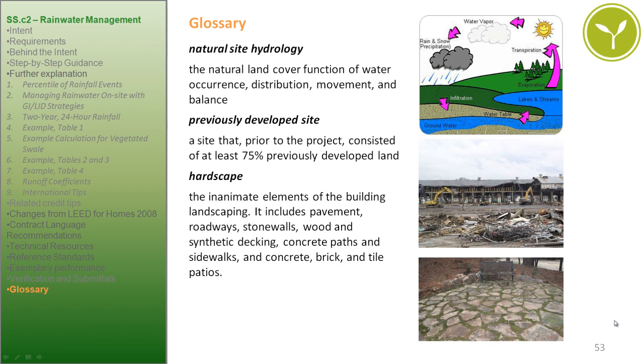Natural site hydrology: the natural land cover, function of water occurrence, distribution, movement, and balance. Previously developed site: a site that prior to the project consisted of at least 75% previously developed land. Hardscape: the inanimate elements of the building landscaping. It includes pavement, roadways, stone walls, wood and synthetic decking, concrete pads and sidewalks, and concrete, brick, and tile patios.